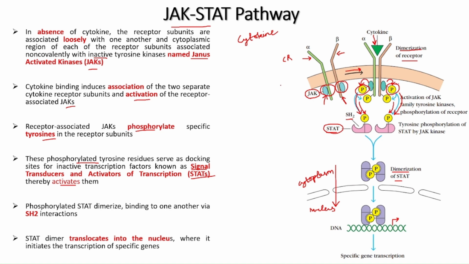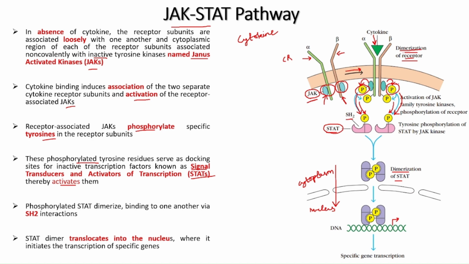So I am repeating it once again. In absence of cytokine, what happens? The receptor molecules remain loosely associated with each other, as well as on the cytoplasmic tail they contain the inactive tyrosine kinase called the Janus activated kinase. And when cytokine comes and binds to the receptor, it leads to the dimerization of the receptor, and it also leads to the activation of the JAKs.